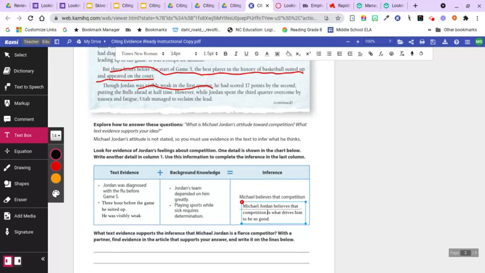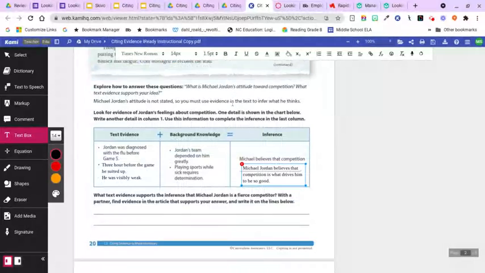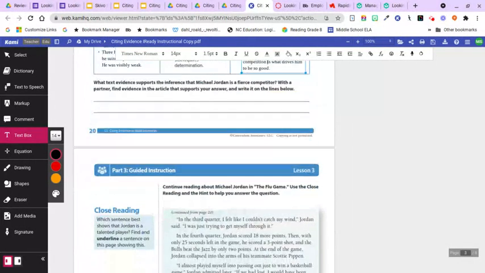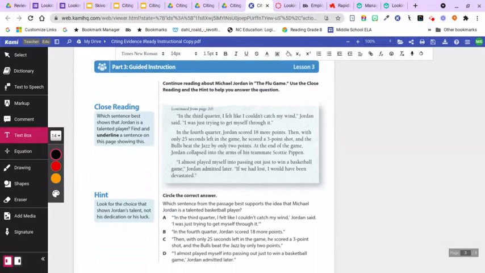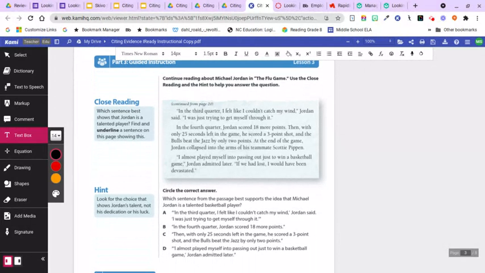So we don't have the whole article yet. We don't know the outcome. We only know that Utah got back in the lead after that. In the third quarter, he spent the third quarter overcome by nausea and fatigue. So we don't know what happened after that, but Utah took the lead. So are you interested to find out? "In the third quarter, I felt like I couldn't catch my wind," Jordan said. "I was just trying to get myself through it."